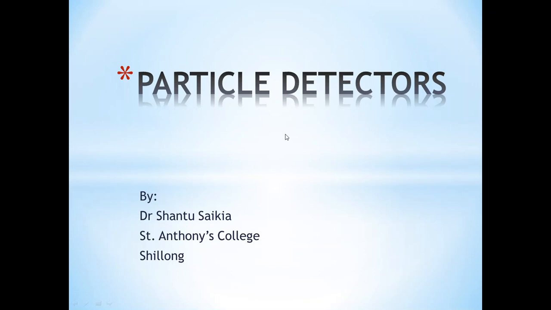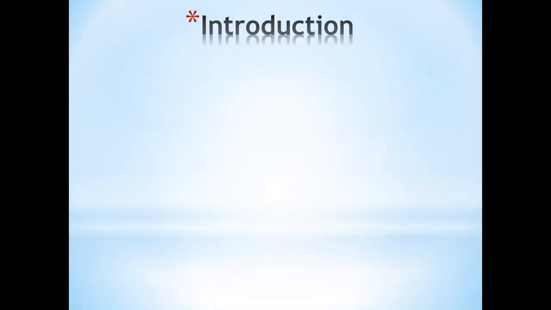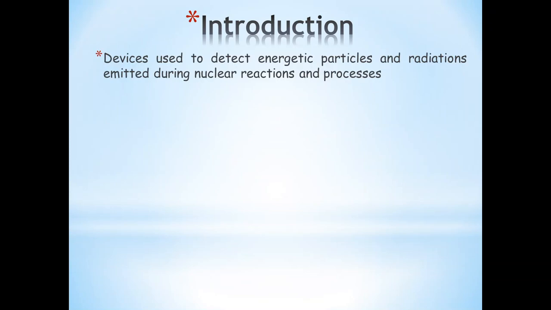Let's go ahead and see what these particle detectors are. These are basically devices which are used to detect energetic particles and radiations emitted during nuclear reactions and processes. For example, they can detect particles and radiations emitted by radioactive sources, etc. These are what are known as particle detectors, and in some books they name it as radiation detectors. So both of them can be used analogously.